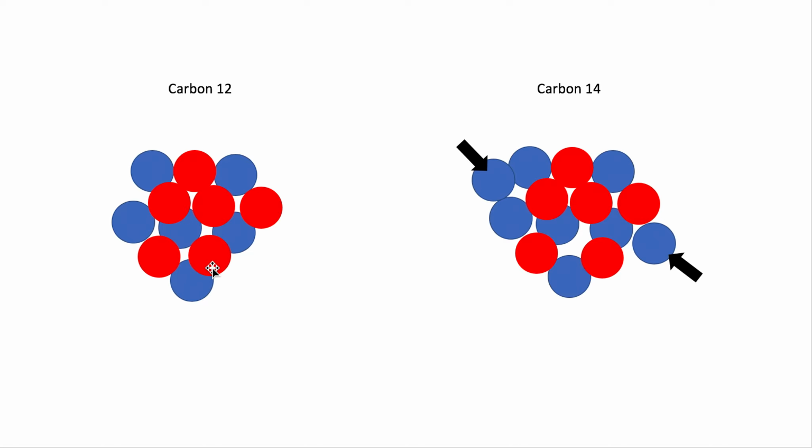Carbon-12 has 6 protons and 6 neutrons. Whereas carbon-14 has 6 protons also, but now it has 8 neutrons. There's an extra 2 neutrons located here and here. This is important because the extra 2 neutrons mean this type of carbon is far more likely to decay and does so at a much faster rate than carbon-12. Carbon-12 remains fairly constant.